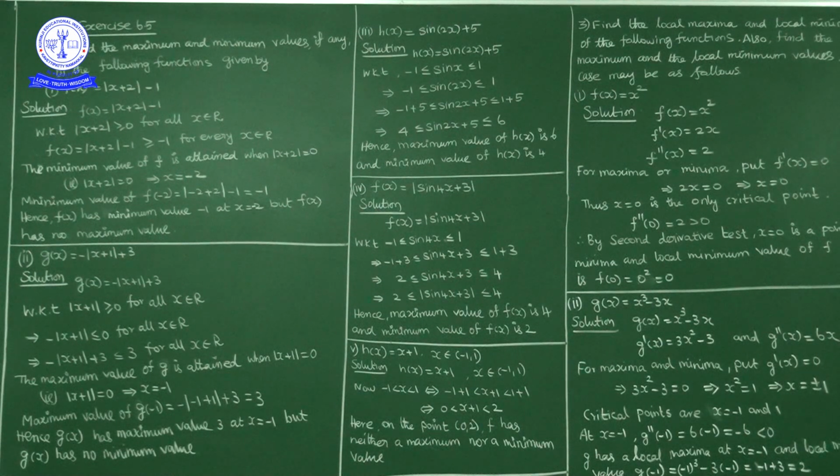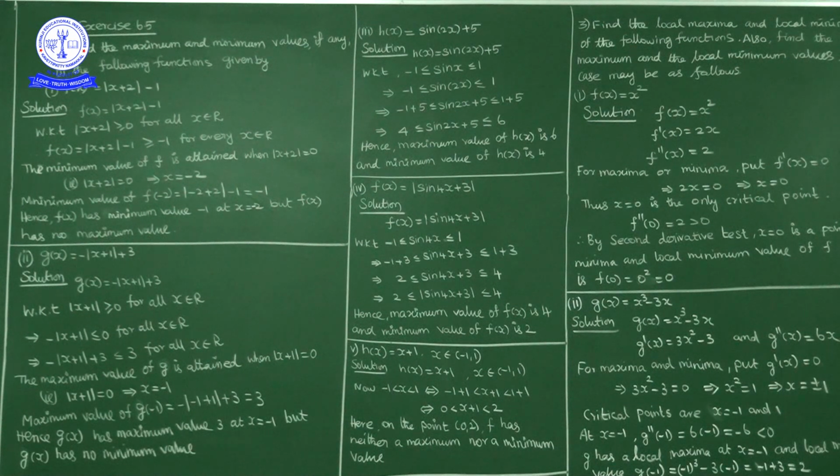Even if you take the modulus, when f of x lies between a and b, where a and b are both positive, its modulus also lies between a and b only. So 2 is less than or equal to sin 4x plus 3, which is less than or equal to 4, means its modulus also lies between 2 and 4 only. So 2 is less than or equal to modulus of sin 4x plus 3, which is less than or equal to 4. So the given function f of x lies between 2 and 4, which means f of x has maximum value 4 and minimum value 2. Okay, next question.